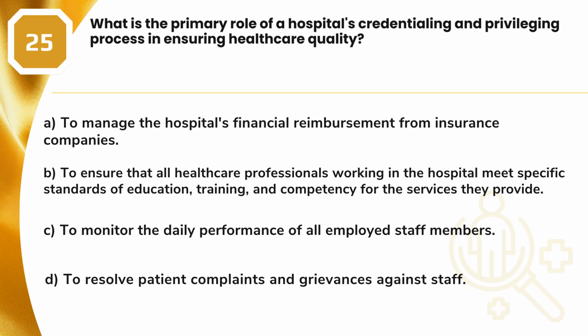Question 25. What is the primary role of a hospital's credentialing and privileging process in ensuring healthcare quality? A. To manage the hospital's financial reimbursement from insurance companies. B. To ensure that all healthcare professionals working in the hospital meet specific standards of education, training, and competency for the services they provide. C. To monitor the daily performance of all employed staff members. D. To resolve patient complaints and grievances against staff.